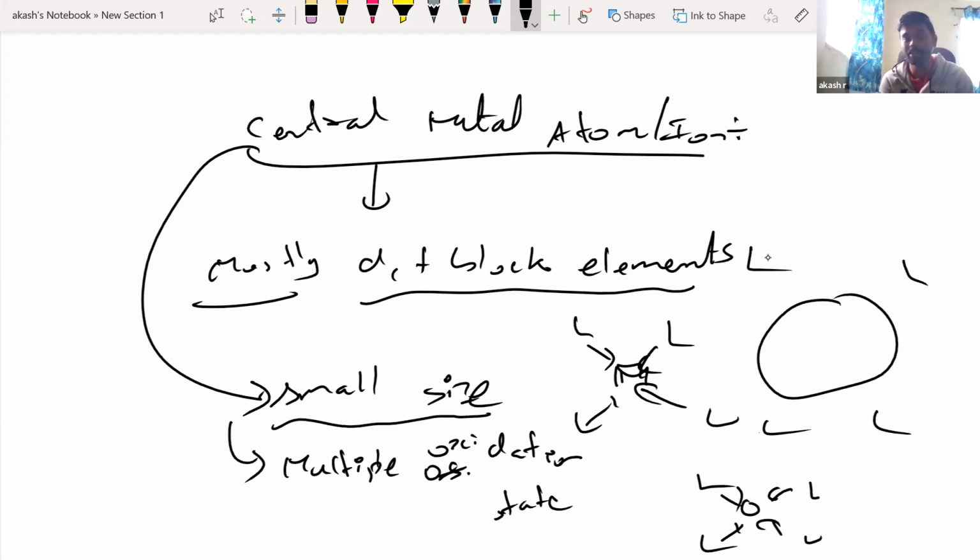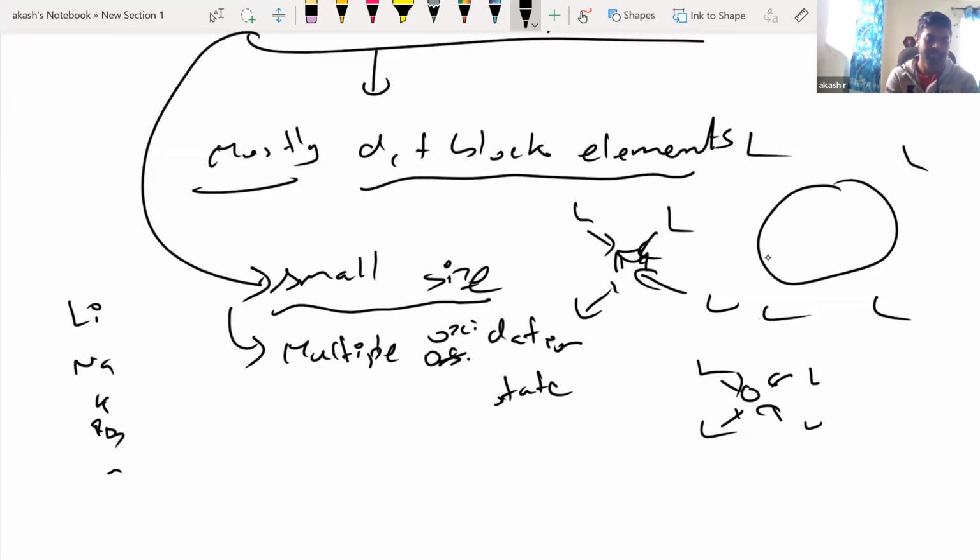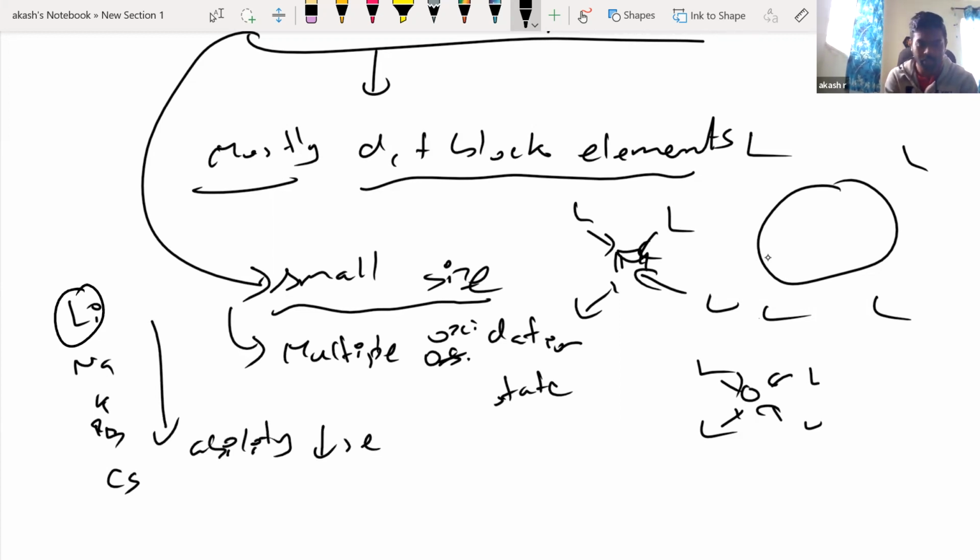Bigger metals will not be able to get involved in coordination compounds, but smaller elements like lithium are capable. For example, if I go down the group, lithium, sodium, potassium, rubidium, cesium, they can ask you to arrange these metals in the order of their ability to form coordination compounds. Obviously ability decreases, because lithium is the smallest one and can form coordination compounds, but sodium, potassium, rubidium, cesium cannot. Only lithium is capable.